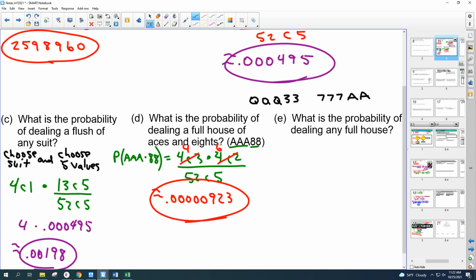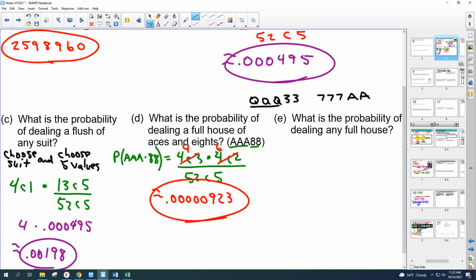Visualize if you're dealing out cards, okay? If you're cheating for your friend or trying to deal them out to yourself and you're dealing yourself a full house, you have a couple of decisions to make. The first decision is what value of card do you want to give yourself 3 of? So how many values of cards are there? There's 2, there's 3, there's 4, there's 5. There's 13 values. You should know that.